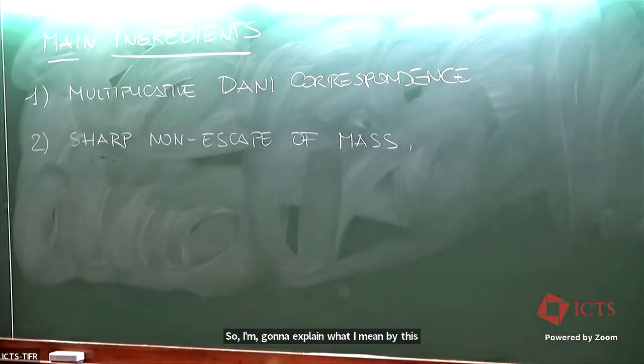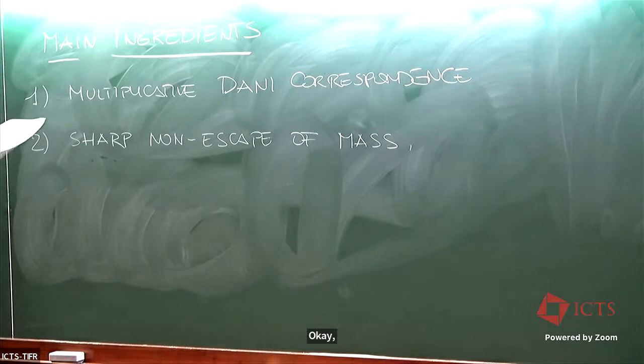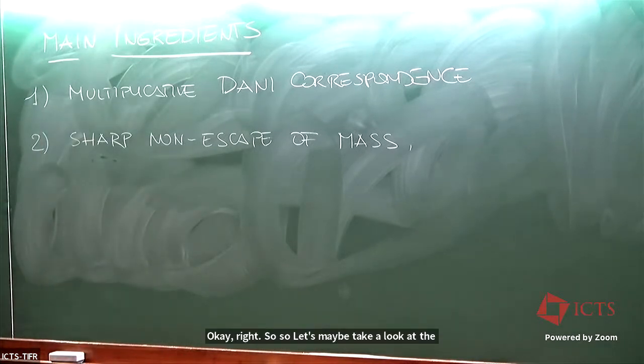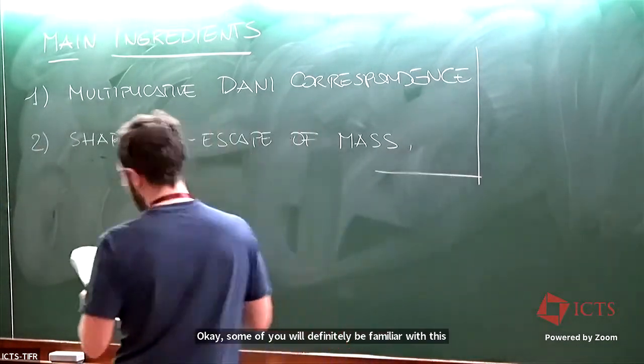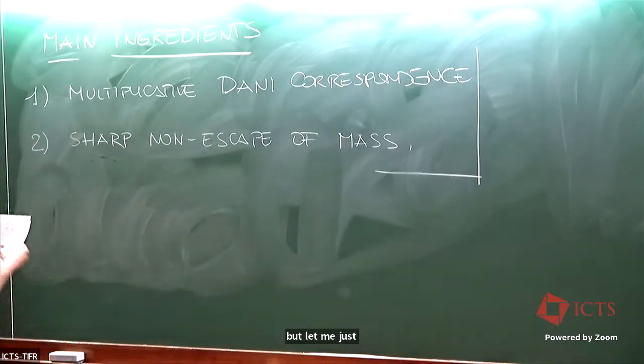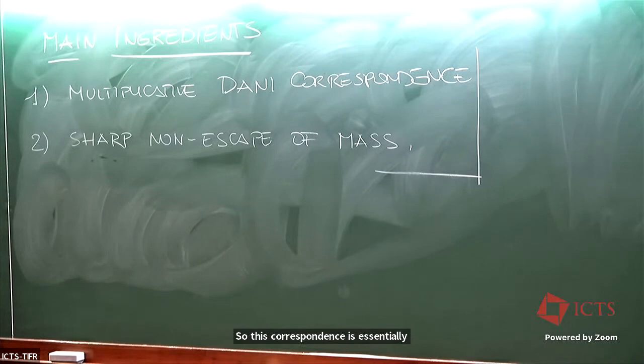Okay, right. So let's maybe take a look at the multiplicative version of the Dani correspondence. Some of you will definitely be familiar with this, but let me just say a few words. So this correspondence is essentially a dictionary between Diophantine approximations, so between statements like this one, and dynamics on the moduli space of lattices.